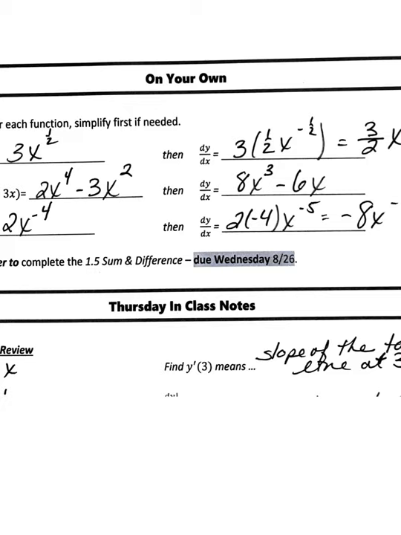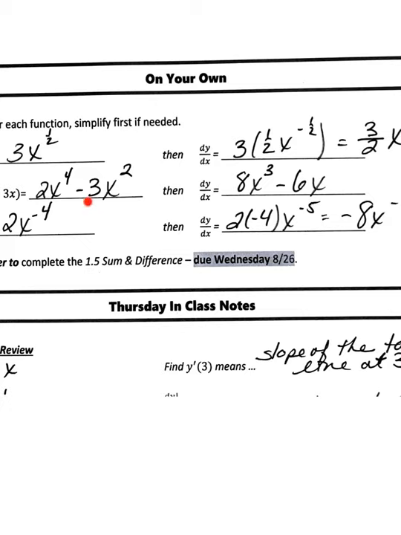Now we use the power rule. Bring the 1/2 down. 3 times 1/2, 3/2. X to the 1/2 minus 1. 1/2 minus 1 is 1/2 minus 2/2, which is 1/2 with a negative in front. For these, bring the 4 down times the 2 is 8. X to the, subtract 1 from the 4, 3, 8x cubed.